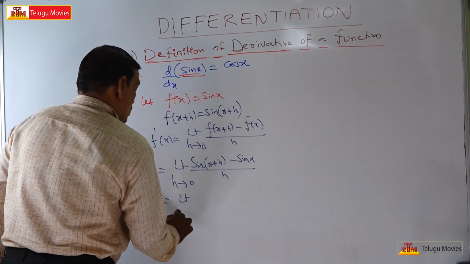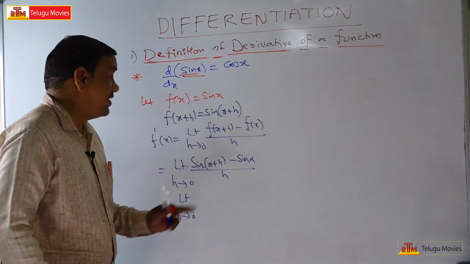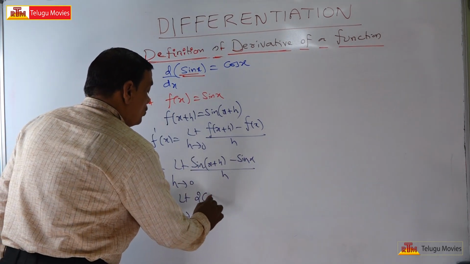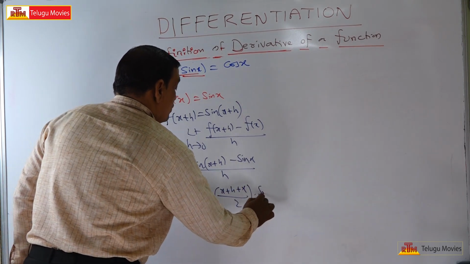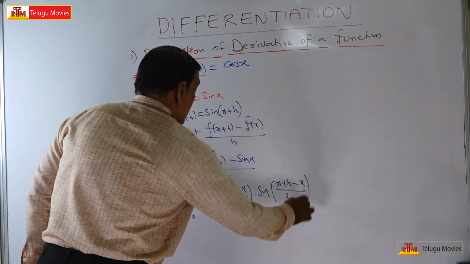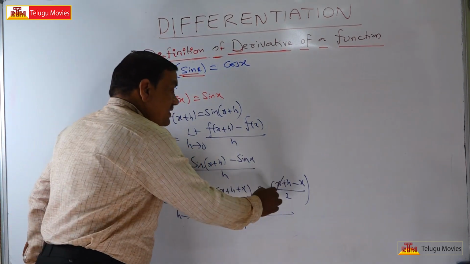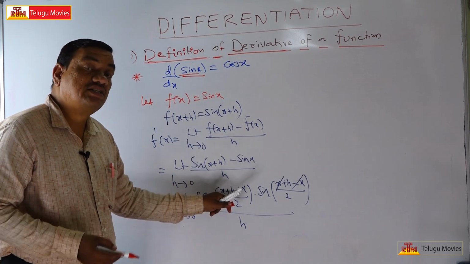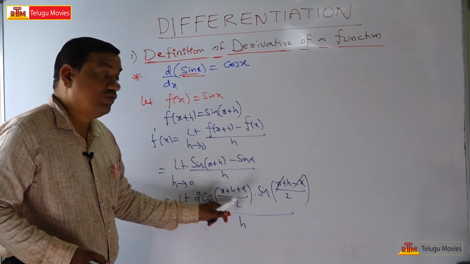So, this is equal to the limit as h tends to 0. As we know in transformation trigonometry, sine c minus sine d is equal to 2 cos of (c plus d) by 2 into sine of (c minus d) by 2, whole divided by h. Okay, now here plus x minus x will cancel as h tends to 0. Wherever h is there, substitute 0: x plus x is 2x, 2x by 2, the 2 will cancel.